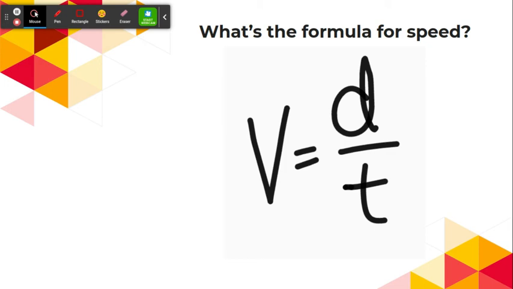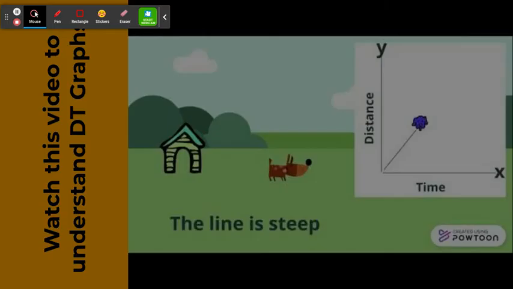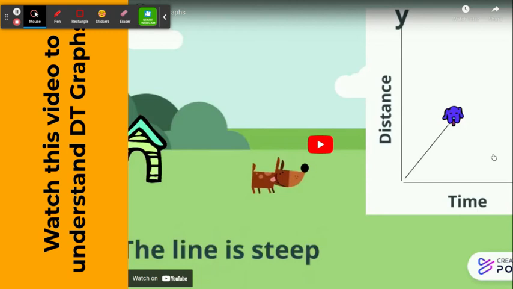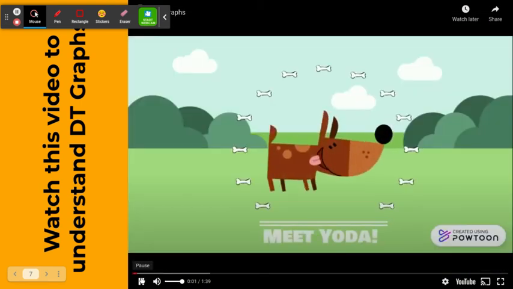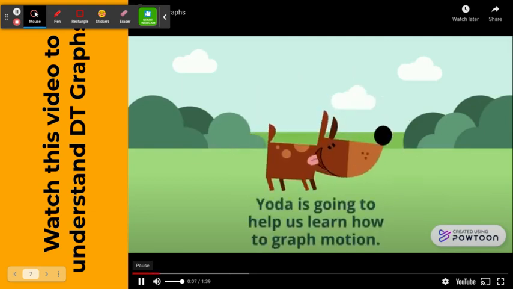Today, we're going to take this a step further by adding a graph. Yoda is going to help us learn it. So we're going to watch him as he walks to and from his doghouse, paying careful attention to the graph. Here's Yoda. He's going to help us learn how to graph motion.